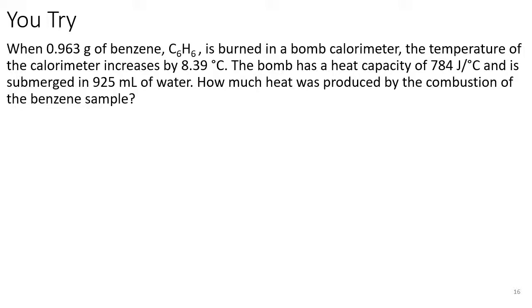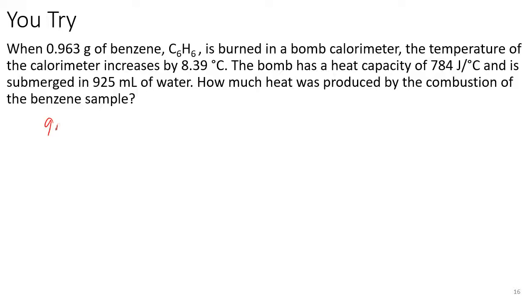When 0.963 grams of benzene is burned in a bomb calorimeter, the temperature of the calorimeter increases by 8.39 degrees Celsius. The bomb has a heat capacity of 784 joules per degree Celsius and is submerged in 925 milliliters of water. How much heat was produced by the combustion of benzene?